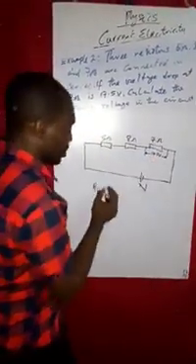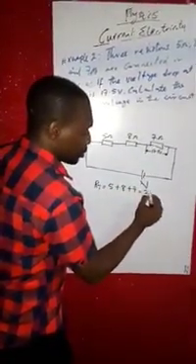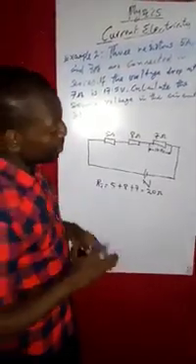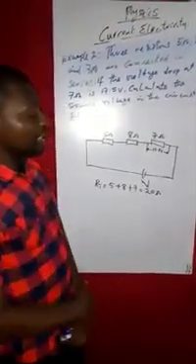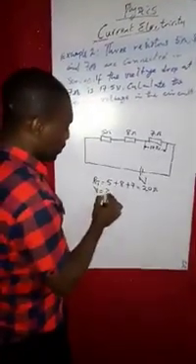the sum of all these R. That means 5 plus 8 plus 7. So that will give us 20 ohms as our total R. Then what next are we going to do? We are looking for V.